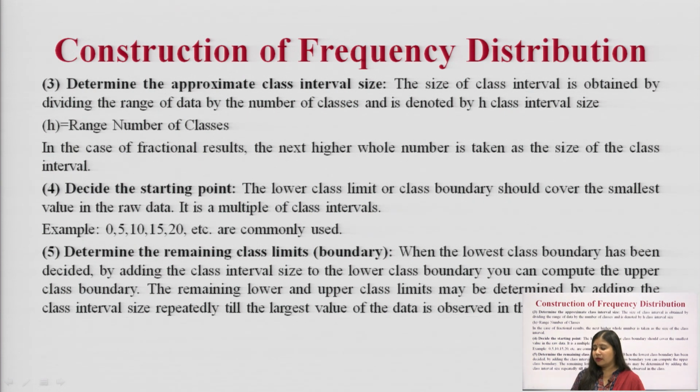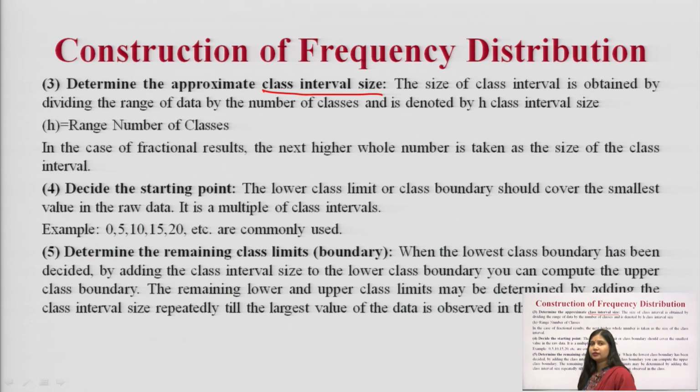Now, in the next step, we will see how we are going to construct the frequency distribution. The next step is to determine the approximate class interval size. In the previous step, we determined how many classes will be required. Suppose 7 classes are required, then what will be the class interval, meaning what is the difference from one side to the other side.